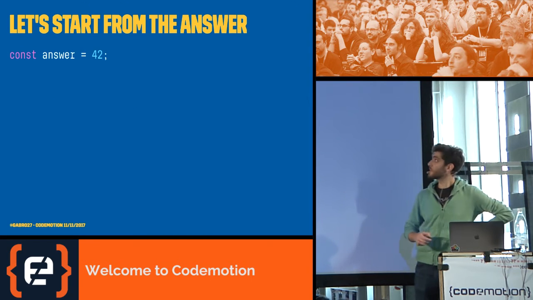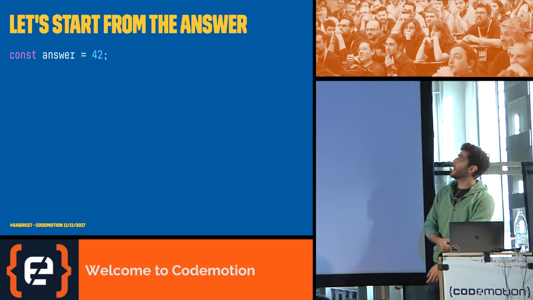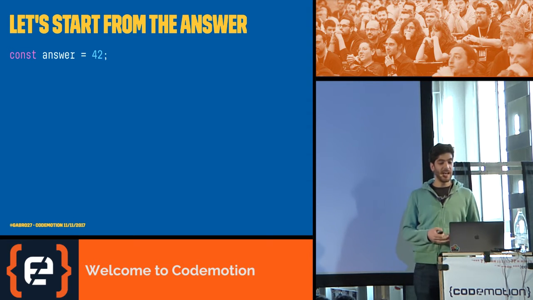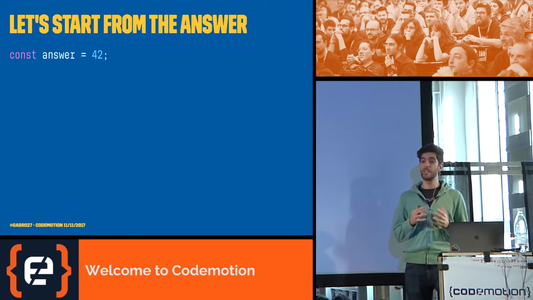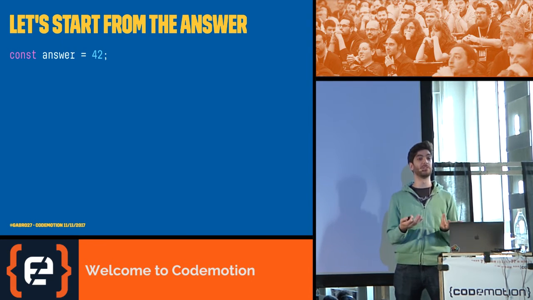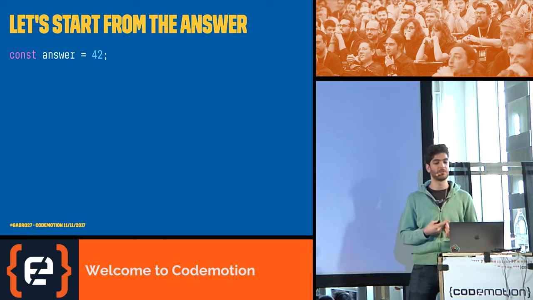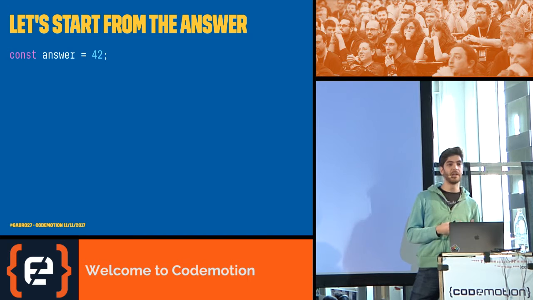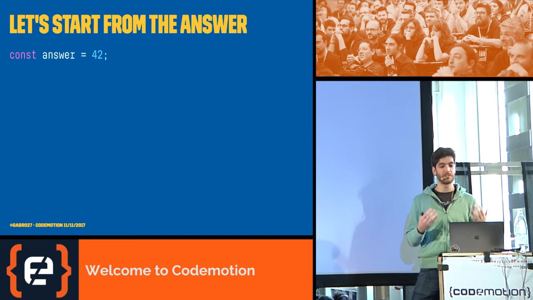So let's start from the answer. Of course, it's 42, like in every talk ever. And so this is a JavaScript statement. It's a declaration of a const. If you want to do something useful with it, anything other than reading it, and probably even reading it to some extent, you want to transform this into something easier to manipulate, like a data structure. That could be a tree, that could be any other data structure. The most common one is trees, and we will get there.